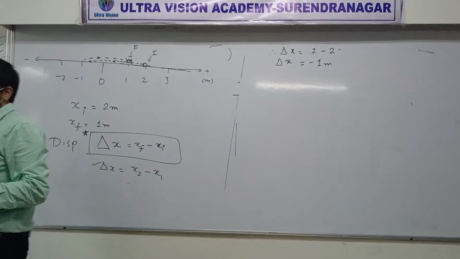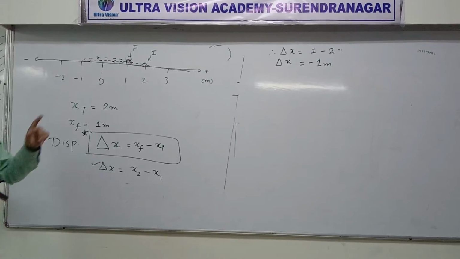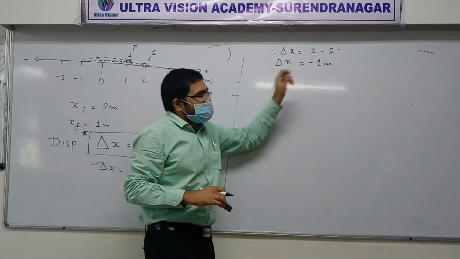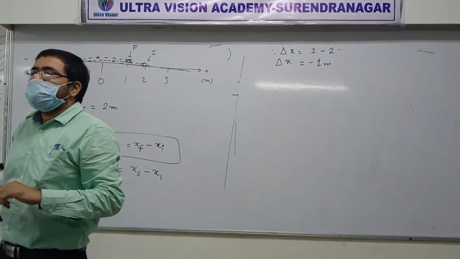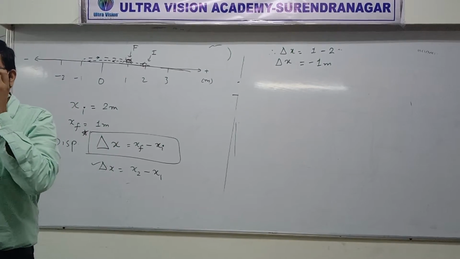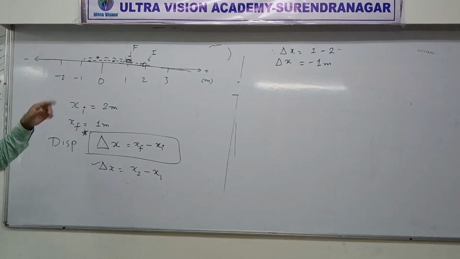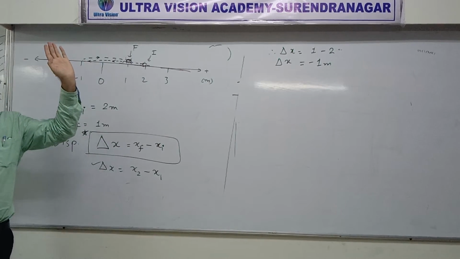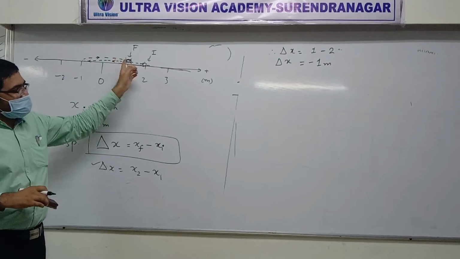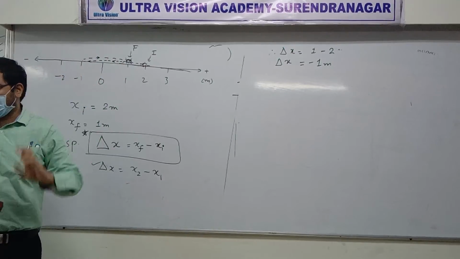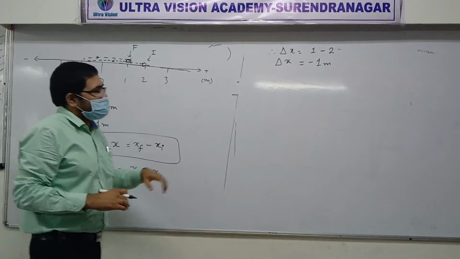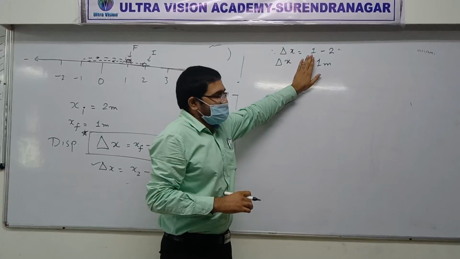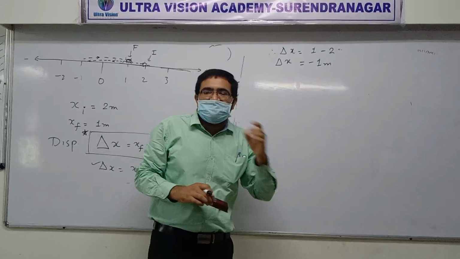Clear? Now, this displacement, have a look at it. Is there a minus sign? Yes or no? Yes. Sure? Yes. Okay, what does that mean? This displacement is towards the left. That's what it means. This displacement is towards the left side. And how much is the displacement? 1 meter. Displacement value is 1 meter.